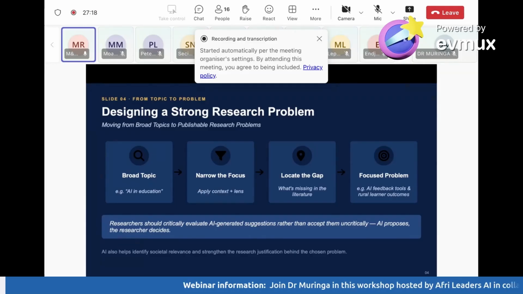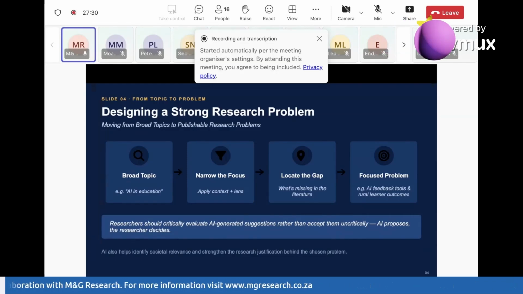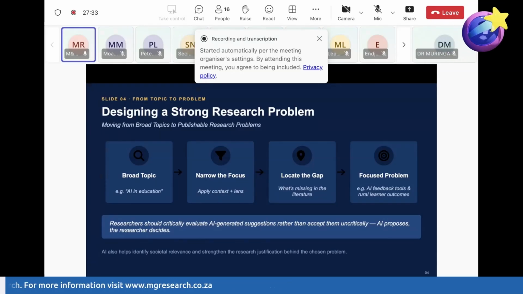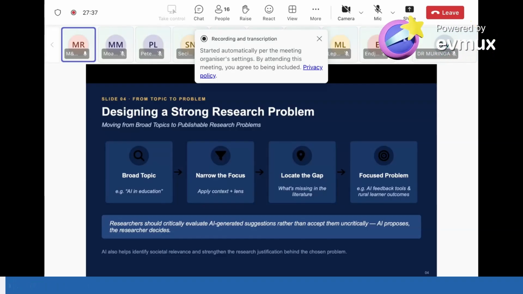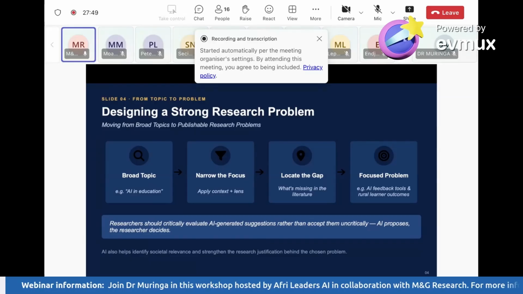So researchers should critically evaluate AI generated suggestions rather than accept them uncritically, because AI poses a lot of risks in terms of hallucination and stuff like that. So in this particular case, AI would propose and the researcher decides, right? AI proposes some text, some problem, then you decide if you want to go with it or not. And AI also will help to identify societal relevance and strengthen the research justification behind the chosen problem.